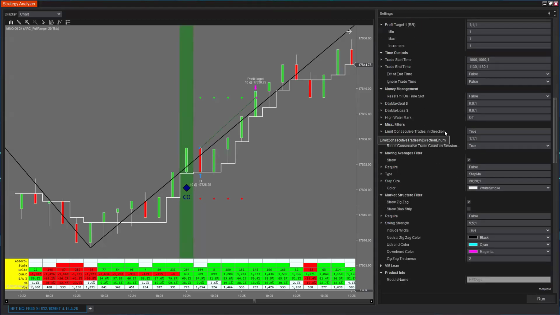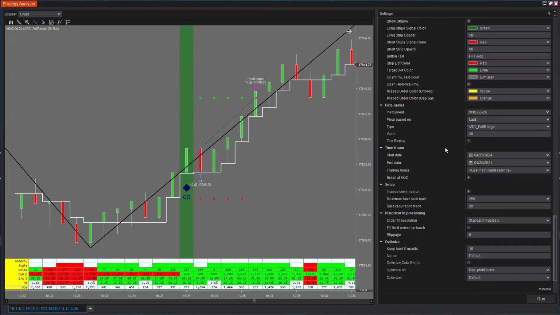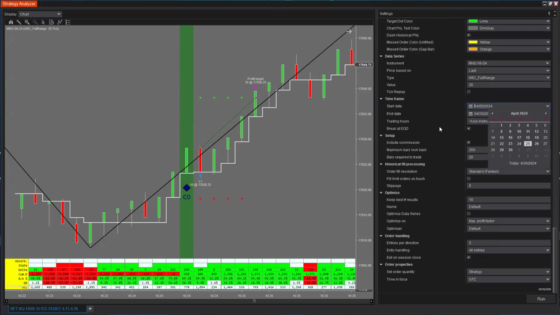Time we'll look at later after we run some tests. And then I don't want any filters yet. Cool. So dates, I'm going to go 8 through 26. And then we're going to go based on net profit. There we go.